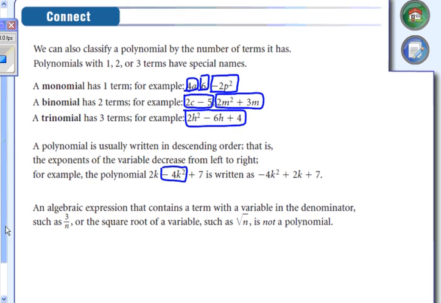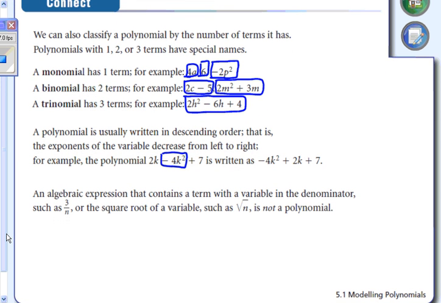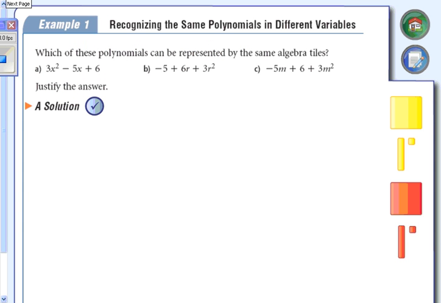Now, one other thing that we want you to know is that algebraic expressions that have variables in the denominator, such as 3 over n, or that include a square root, we don't consider those polynomials. We have other names for them. So we wouldn't classify those as polynomials when we're adding, subtracting, combining. So which of these can be represented with the same algebra tiles? Again, if I start with that first one, I'd want 3x squared. So I'd want something that looks like this for a.